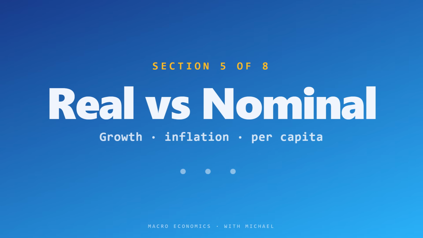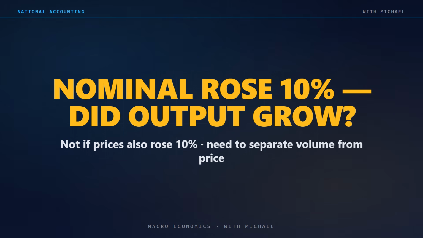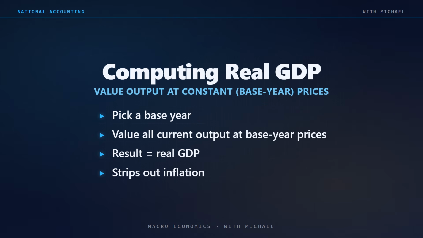Section 5. Real versus nominal GDP and growth rates. Suppose nominal GDP rose from 1 trillion to 1.1 trillion this year. A 10% increase. Is the country actually producing 10% more goods and services? Maybe. Maybe not. If prices also rose by 10%, then production didn't grow at all. Only the price tag did.